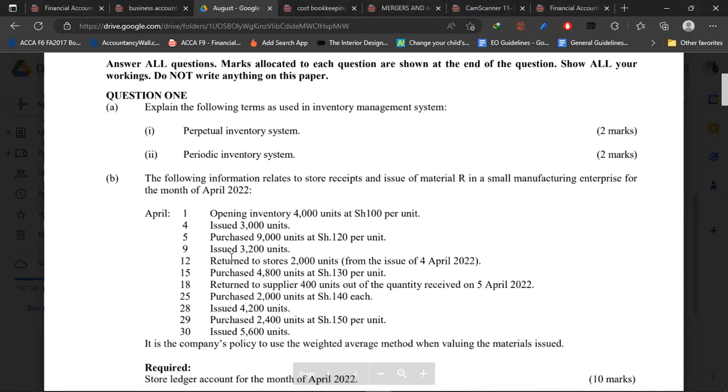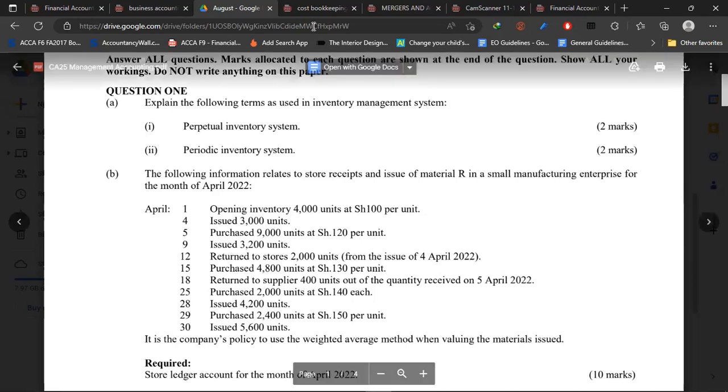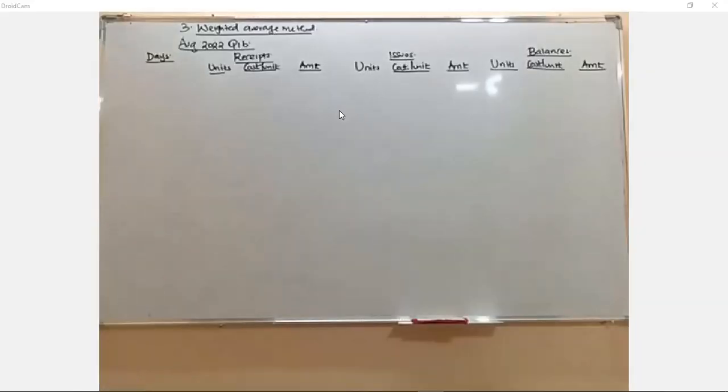Good. You can see the question is for 10 marks. So let us see what we are supposed to be doing for that question, because I'm expecting it to be in your exams this semester. That is what we are anticipating. Now, we have been told that the opening inventory is 4,000 units, for the first day of April. So let us go back to our board and see what we are supposed to do.